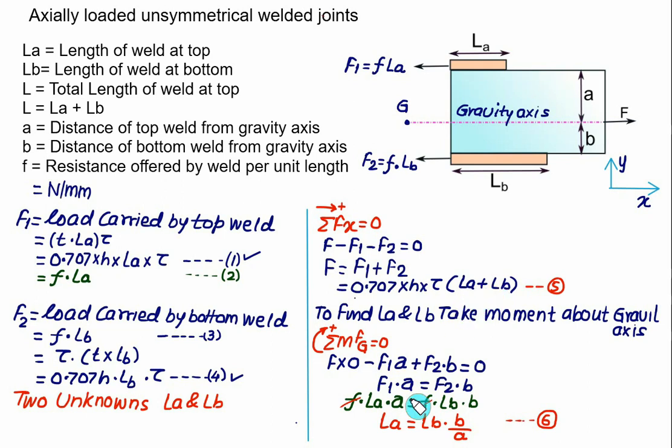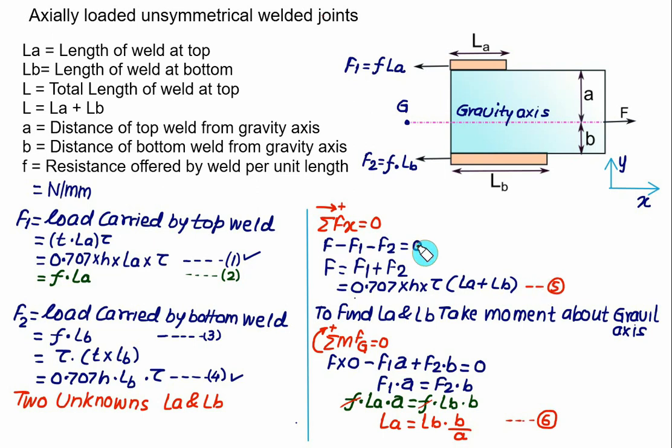And to find out the individual value on the top side and the bottom side, we can take the moment about the gravity axis. If you take a moment about the gravity axis, then LA multiplied by A is the same as LB multiplied by B. So simple two equations you have to use. One equation is F is equal to the area on the top side plus bottom side. The area on the top side is 0.707 H and the length equal to LA. On the bottom side we have 0.707 H multiplied by LB, and we have to multiply it by shear stress. That is equation number 5.